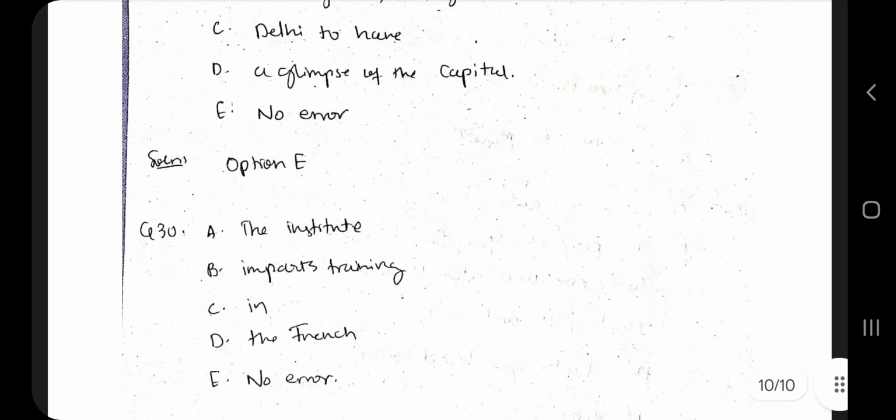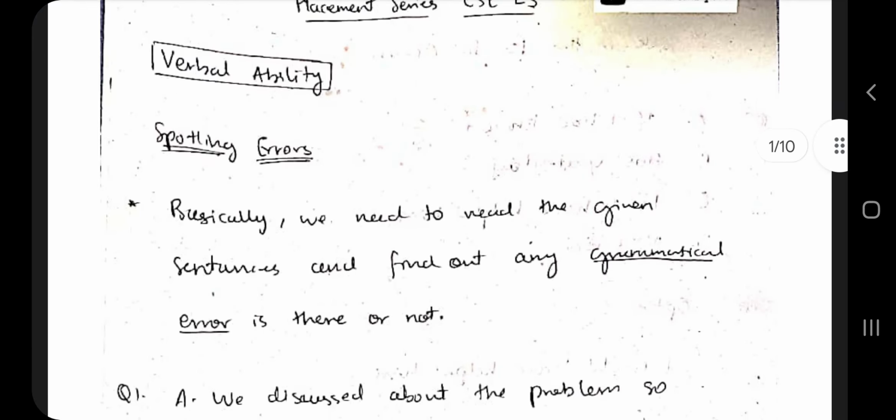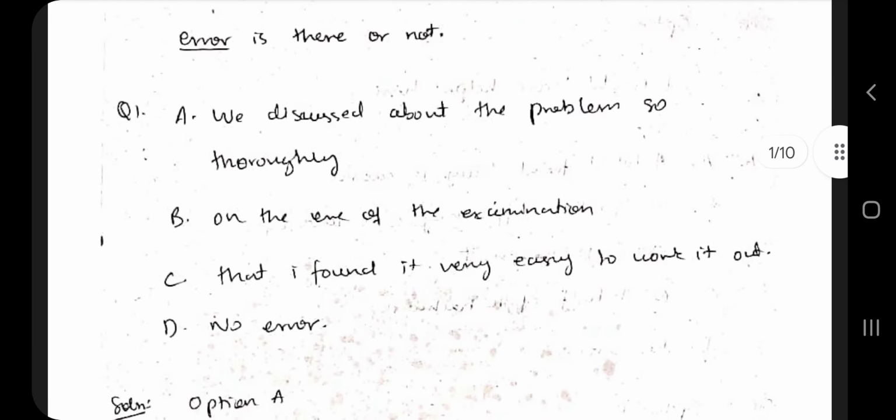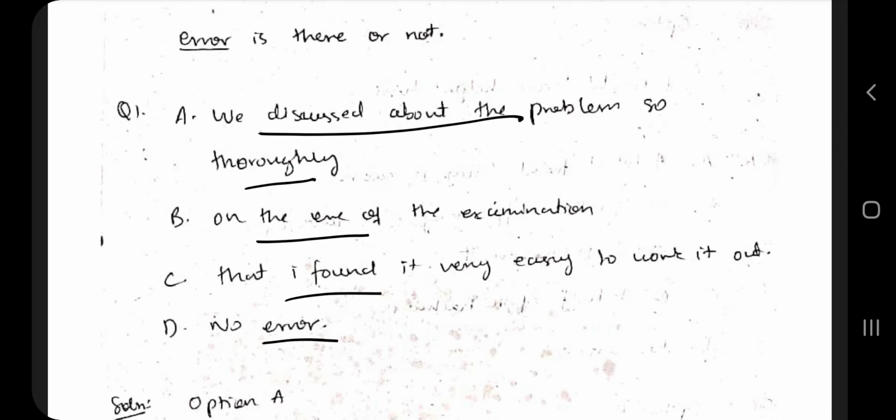So that was the first topic about spotting errors. The thing is that if you try to read the sentence in full speed, then you may come to know where the error lies. That's it. By practice only we can get better.